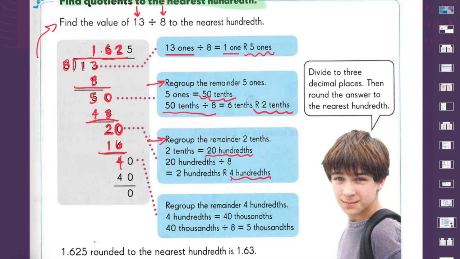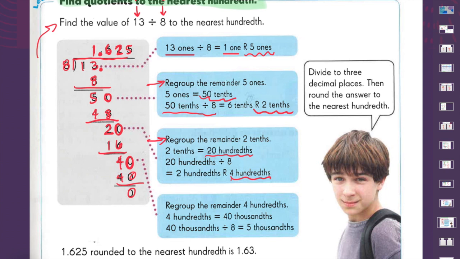And so we're going to regroup those 4 hundredths into the thousandths. And 4 hundredths equals 40 thousandths. And so now 40 thousandths divided into 8 equal groups gives us 5 in each group. 5 times 8 is 40 with nothing left over. So we have our quotient of 1.625. And how did we know where to put the decimal? Well, our dividend was the whole number 13, so there's the decimal point in our dividend, and our decimal point in our quotient needs to line up with the decimal point in the dividend.